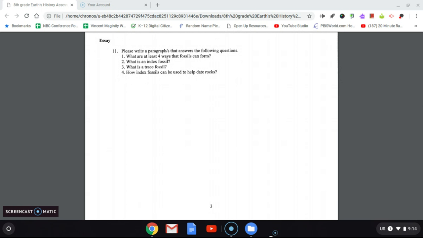Number 11, you're going to write an essay. So you're going to want to listen to the directions and then hit pause so that you can write your answer. Number 11 says, please write a paragraph or paragraphs that answer the following questions. 1, what are at least 4 ways that fossils can form? 2, what is an index fossil? 3, what is a trace fossil? And 4, how index fossils can be used to help date rocks. Again, hit pause so you can answer all 4 of those questions.